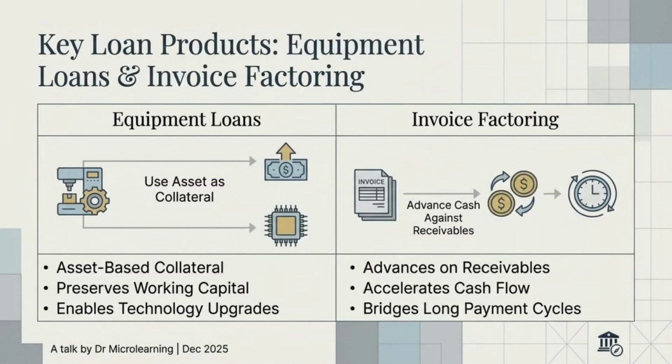Equipment loans and invoice factoring solve different funding gaps. Equipment loans let businesses use purchased assets as collateral, preserving working capital and enabling technology upgrades, while invoice factoring advances cash against receivables to accelerate cash flow and bridge long payment cycles. The comparative table underscores how each product protects liquidity in distinct but complementary ways.